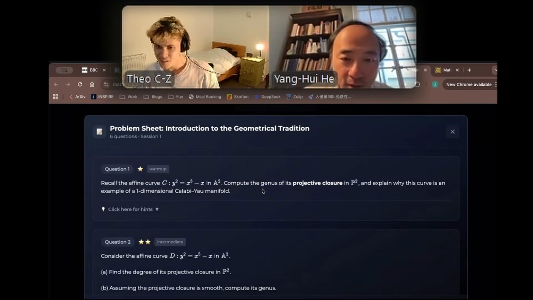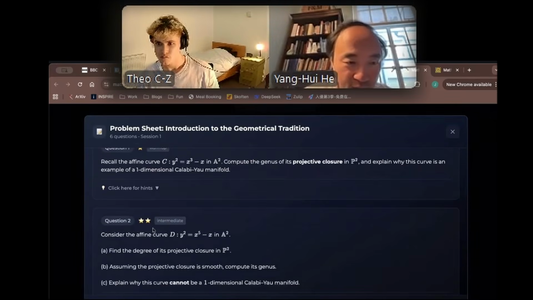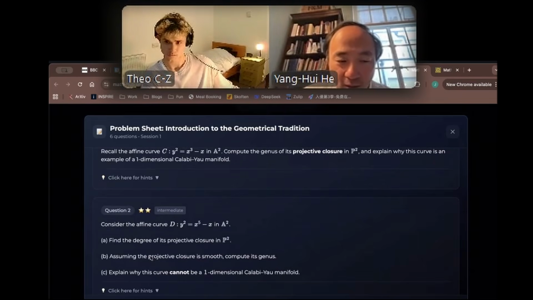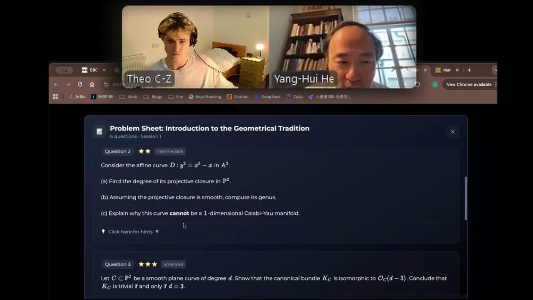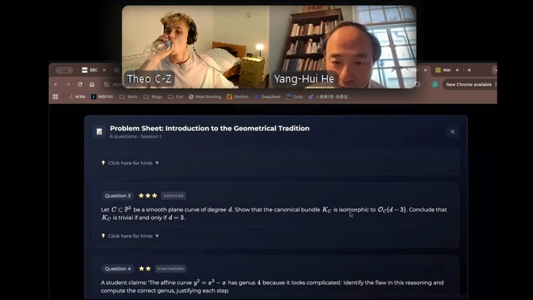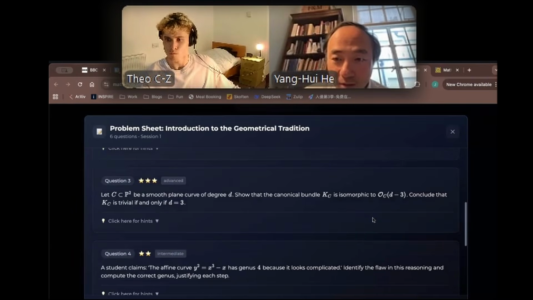Question 1. Compute the genus. Oh yeah, that's a great question. Consider the affine curve. Find the degree of the projective line. Assume the projective closure is smooth. Compute its genus. Explain why the curve. Question 3 is a smooth plane curve of degree d. Oh yeah.